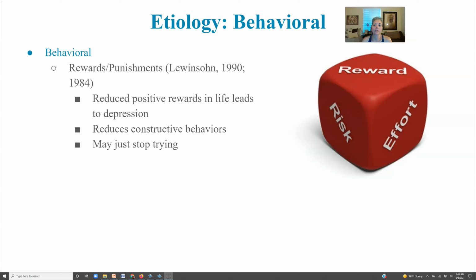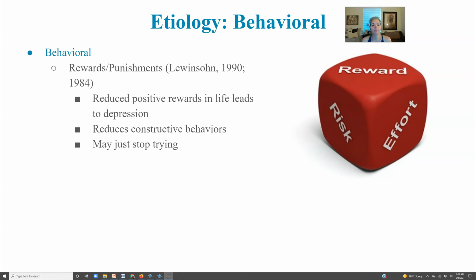So we look at classical conditioning and Pavlov and just those unconscious associations. And then we also look at Skinner and what we call operant conditioning, for rewards and punishments. And then we also look at social learning theory and what's been modeled to us. And that is from Bandura.